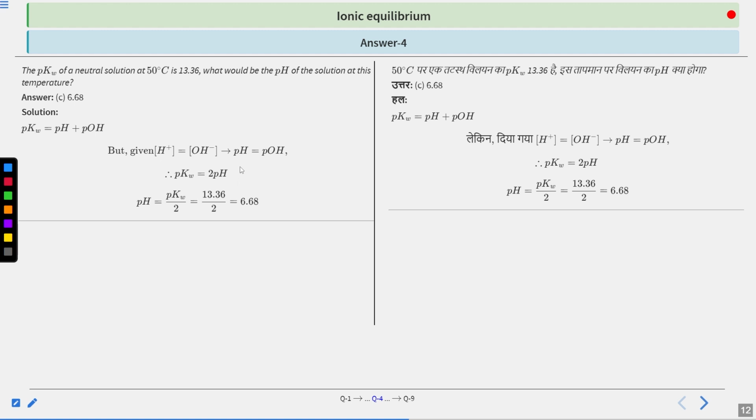Since we are given the value of pKw as 13.36, we can get the value of pH by dividing this pKw by 2. So 13.36 divided by 2 will give you 6.68 as the pH value.